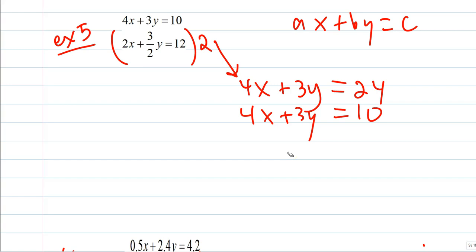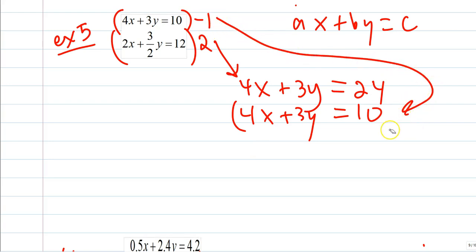Well, one of them needs to become negative. I don't care which. Maybe we could have used that as a negative 2. I'm just going to take the bottom equation and multiply it times the negative 1, so that when I bring it down, that makes the 4x negative, the 3y negative, and the 10 negative.